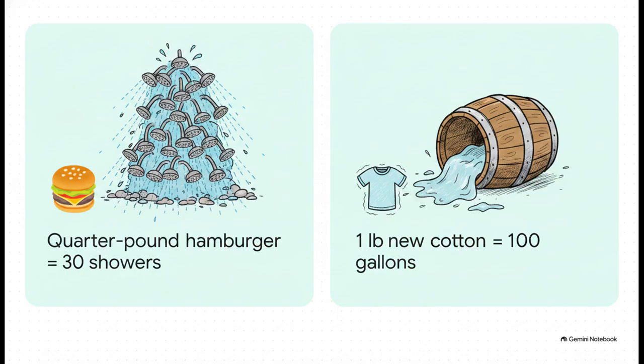In fashion, growing and processing just 1 pound of new cotton eats up about 100 gallons of water. So simply buying recycled goods, or maybe choosing grass-fed over grain-fed meat, can drastically cut down those hidden costs.